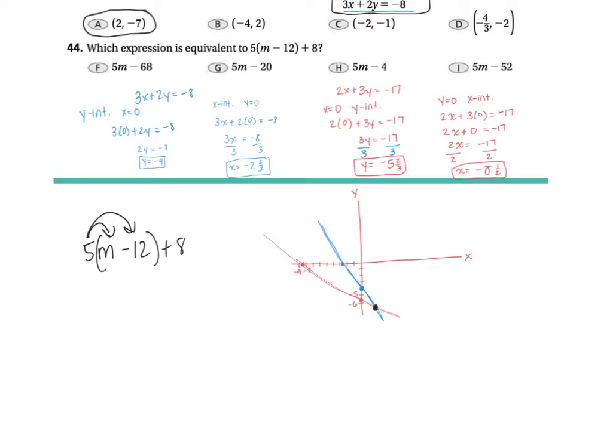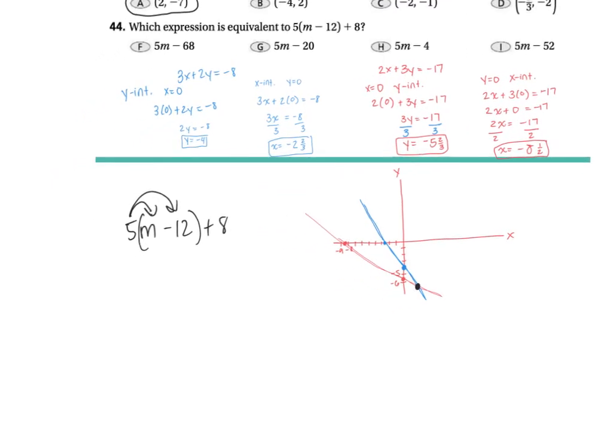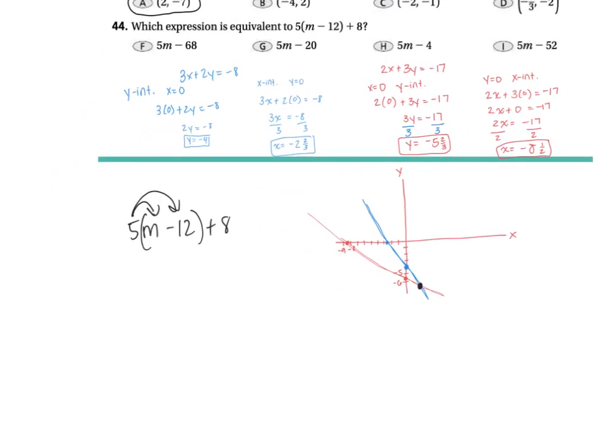Okay, I agree with you up to here. What'd you do? 5m minus 12 plus 8. And then I left 5m the same. Mm-hmm. And then I added 12 plus 8, which is 20. Okay. So I got 5m minus 20. Okay.